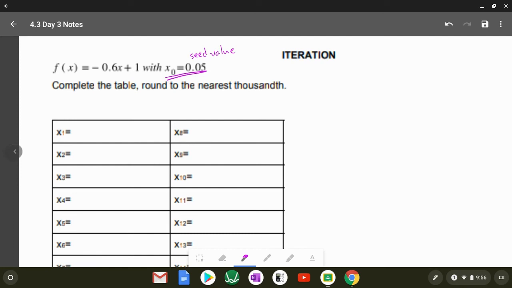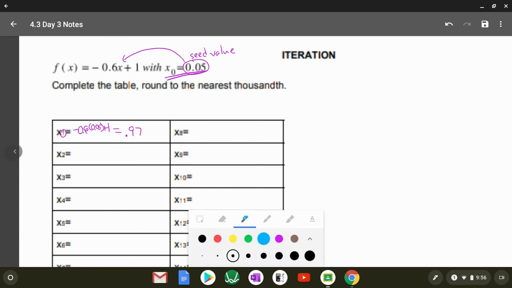Okay? So if I want to find the first iteration, the way that I find that is I plug x0 into my function for x. Okay? So when I do that, we end up getting negative 0.6 times 0.05 plus 1. That gives me an output of 0.97. Okay?